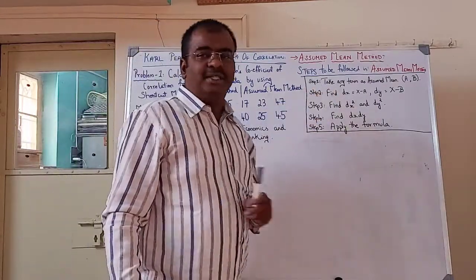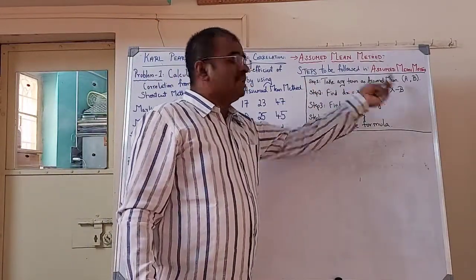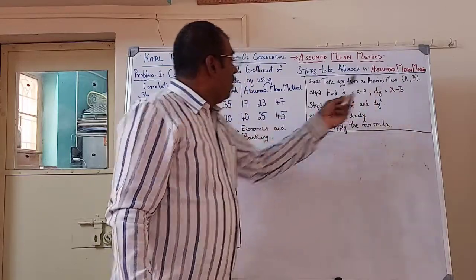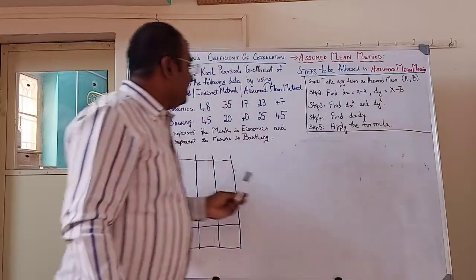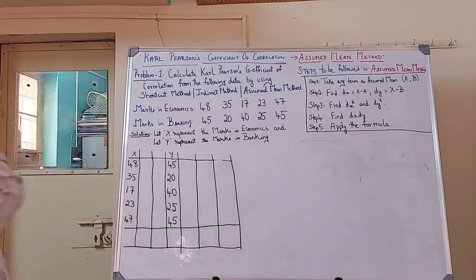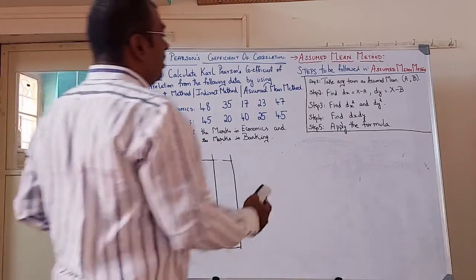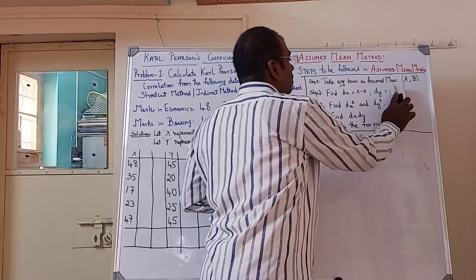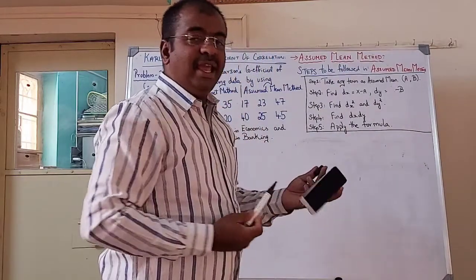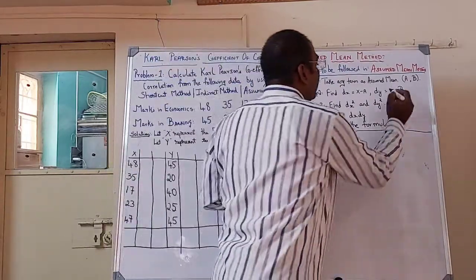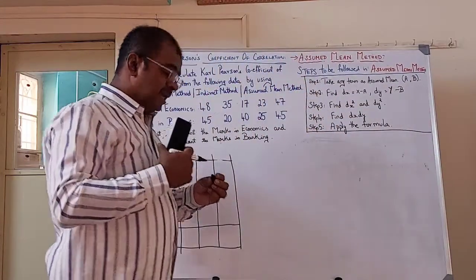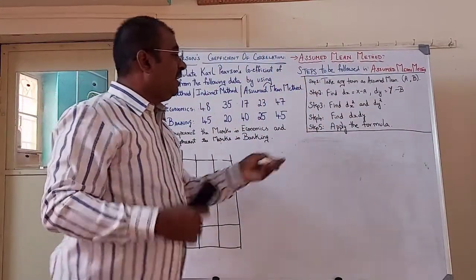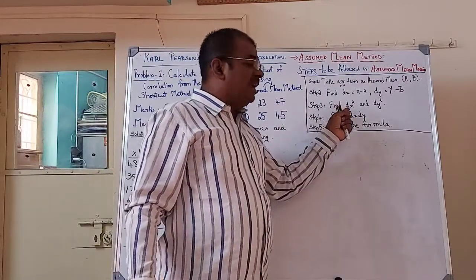So that is the first step here. You can take any term as assumed mean, A for the X series and B for the Y series. Step number 2 is the same, finding the deviations of X from X bar and Y from Y bar. Step number 3 remains the same. There we calculated X square.